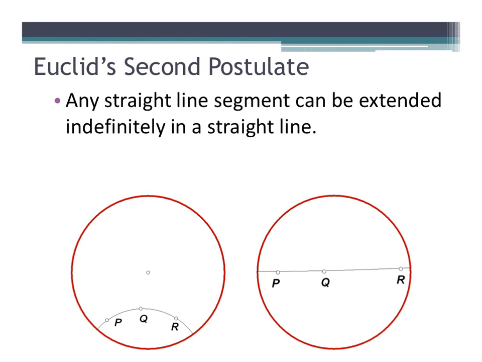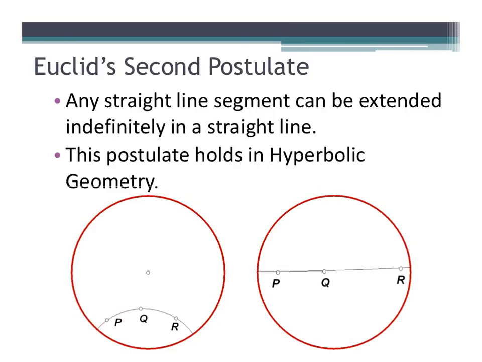Let's take a look at Euclid's second postulate. Any straight line segment can be extended indefinitely in a straight line. Let's see if this holds true in hyperbolic geometry on the Poincare disk. If you look at line segment PQ, we could extend line PQ through point R, and beyond point R it would still continue infinitely because the edges of the Poincare disk never end. Likewise, if you extend it to the left, it would still move on indefinitely. So Euclid's second postulate holds in hyperbolic geometry, and the same can be said for any line on the Poincare disk.